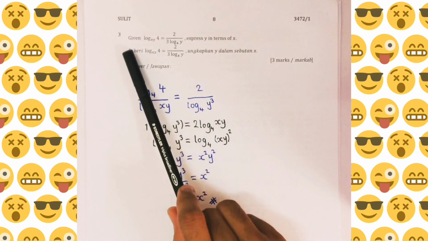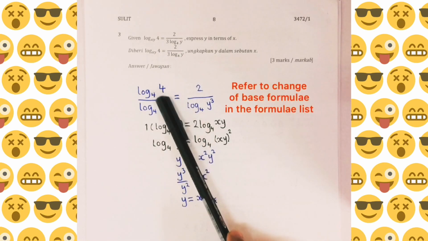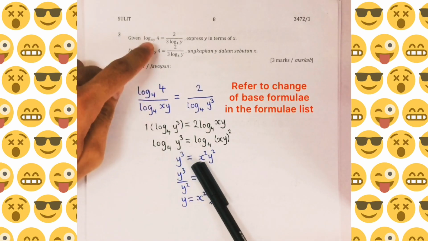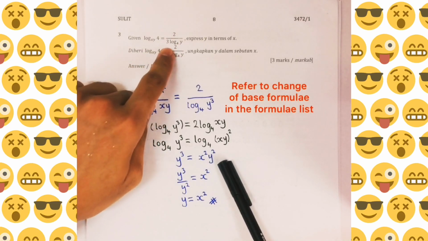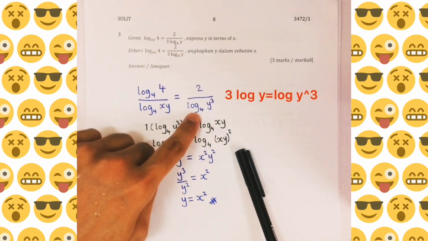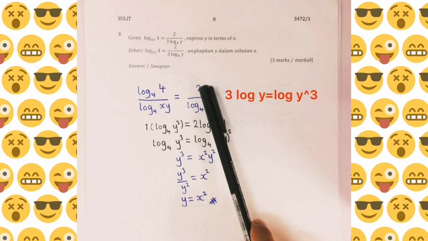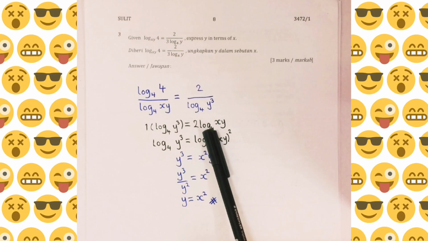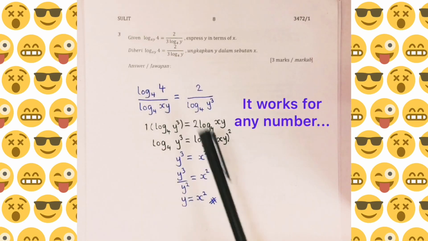For question number 3, first you have to change the base. You have log base xy, you change to base 4. So when you change the base, you write 4 above, xy below. This one just the same thing, but I bring 3 above y, so I have log 4 y cubed. And then here I cross multiply, times 2 times log base 4 xy, I write here. And here log 4 equals to 1. And then this one cross multiply.